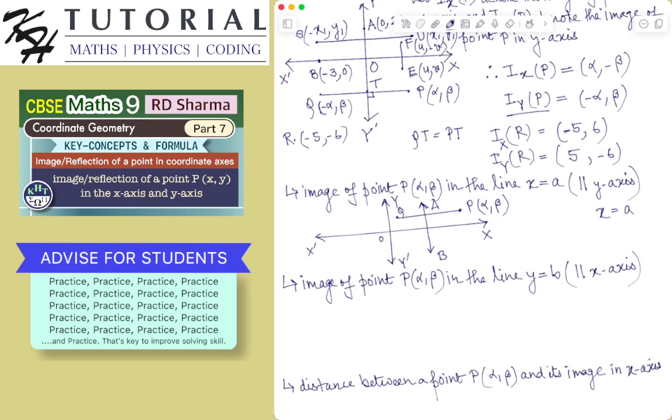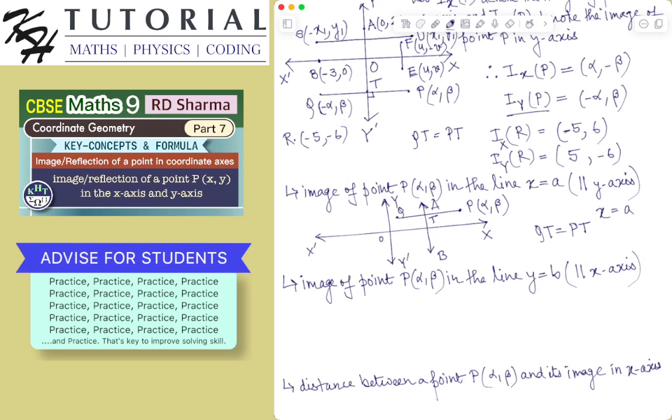Now, what is the distance of the point P from the line AB? Let's say the perpendicular PQ is intersecting the line AB at the point T. So, if Q is the image of the point P in the line AB, then we must have QT equal to PT. Remember, QT and PT are both positive numbers. Distances in the coordinate system are always positive.